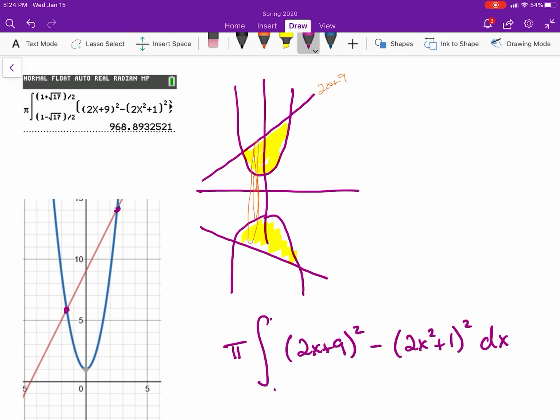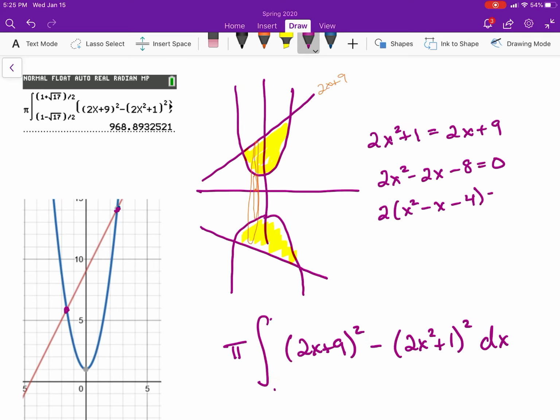So in order to do that, you would take the equation 2x squared plus 1 and set it equal to the other equation 2x plus 9. So it's a quadratic, so to solve it, you need to subtract and make it equal to 0. And as you're looking to factor this, you can see that 2 is common to all the terms, and then you can divide out the 2, so you really just need to figure out when x squared minus x minus 4 equals 0. But this does not factor, so you're going to need to use the quadratic formula.